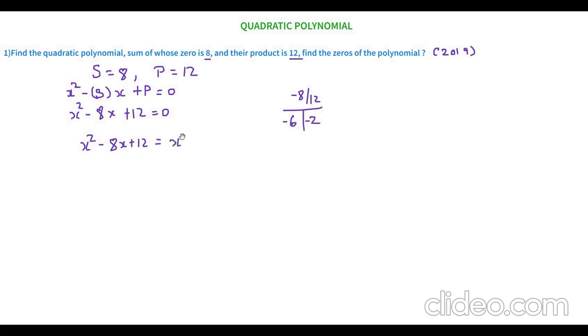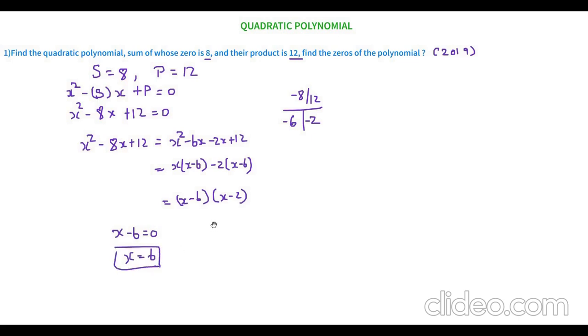So this can be written as x square minus 6x minus 2x plus 12. In the first two terms we take x common, we have x minus 6, and in the last two terms we take minus 2 common, and we get x minus 6. So x minus 6 is common, and the other factor is x minus 2. We put this equal to 0. Therefore x minus 6 is equal to 0, so x equals 6.